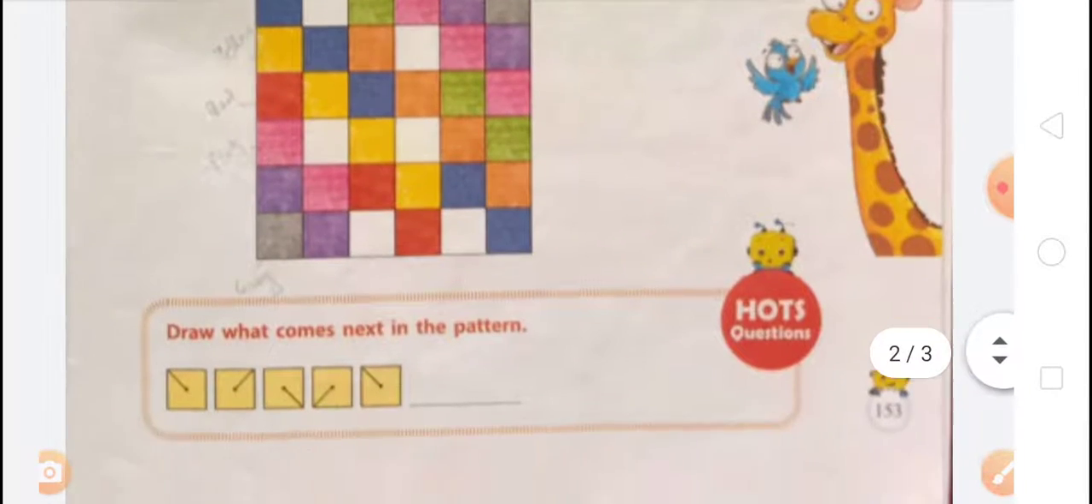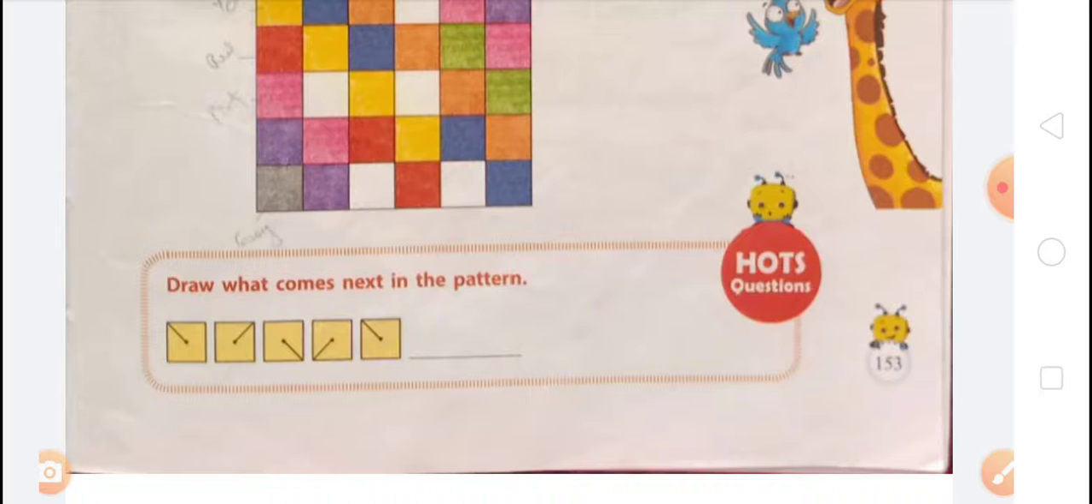Come on to the next topic, that is draw what comes next in the pattern. On first, this, second, this, third, this, fourth, this, fifth, this. You can see here that 1, 2, 3, 4, 4 patterns are repeating. Okay. So second pattern will be the next pattern.